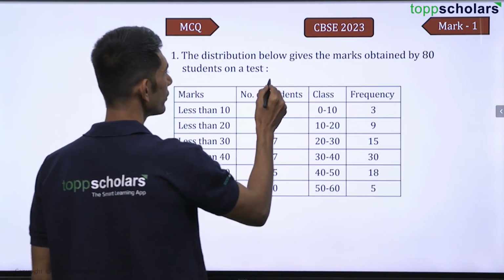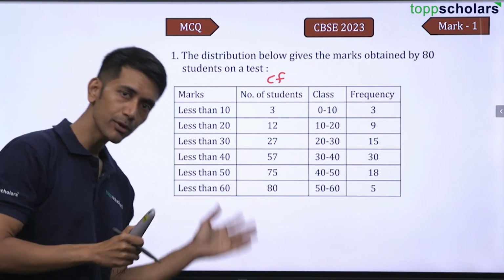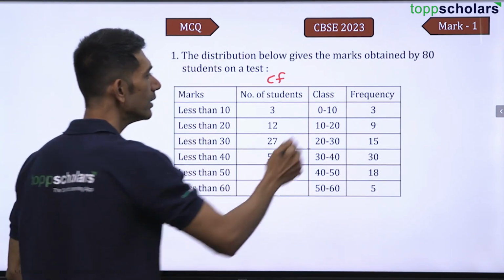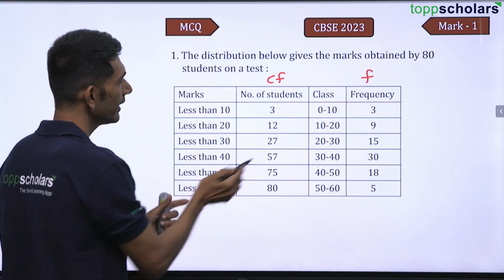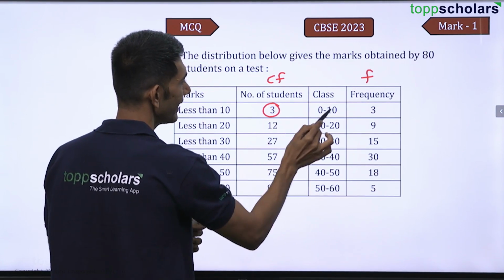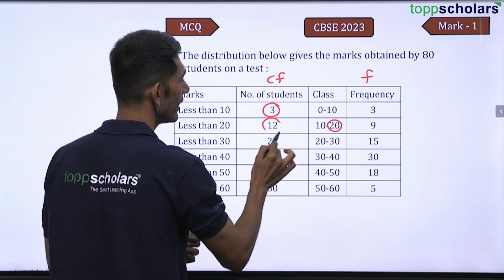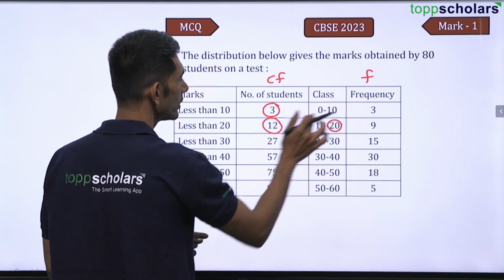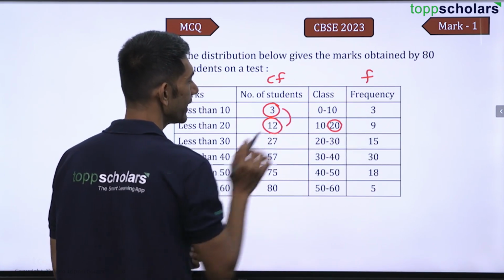This is your CF, your cumulative frequency. And from the cumulative frequency, we are going to find out the frequency. How do we do that? Now if you observe very carefully, less than 10 is 3, and less than 20 is 12. 3 is already used here, so we have to remove 3. 12 minus 3 is 9.